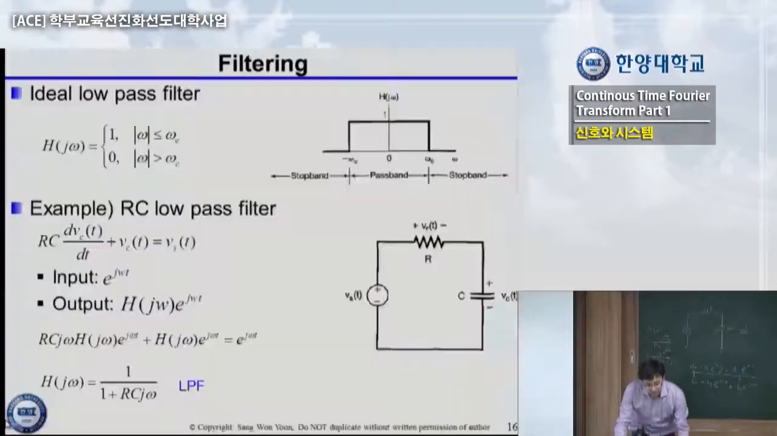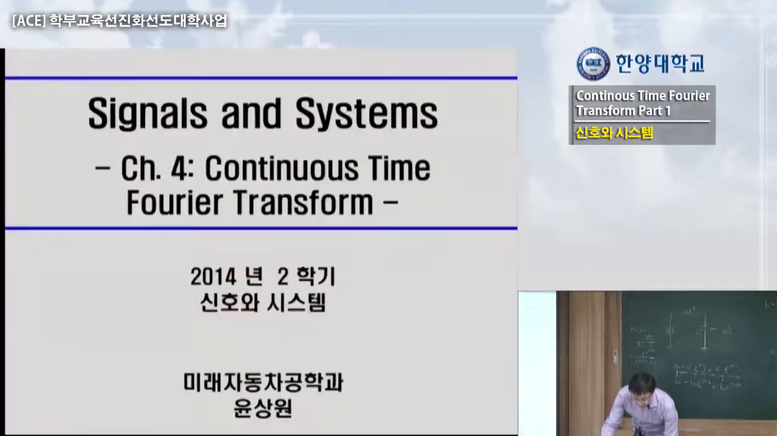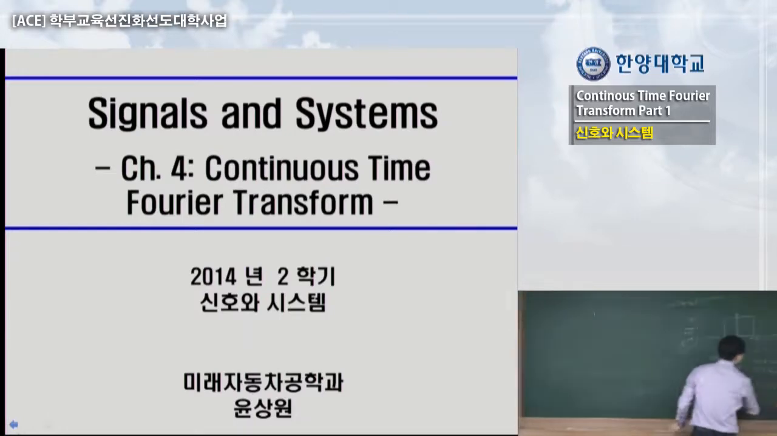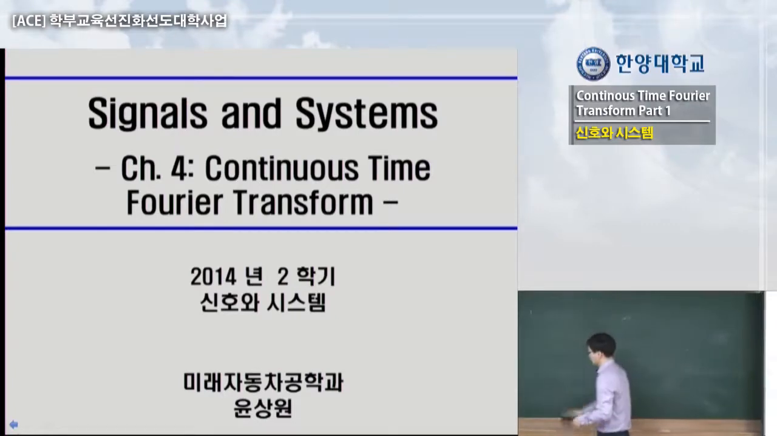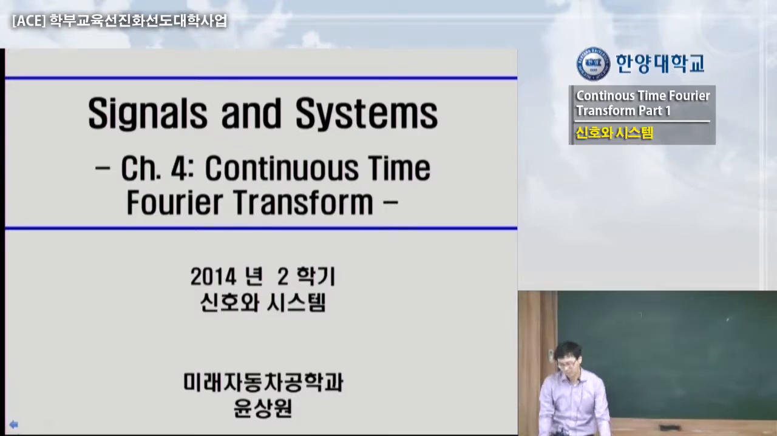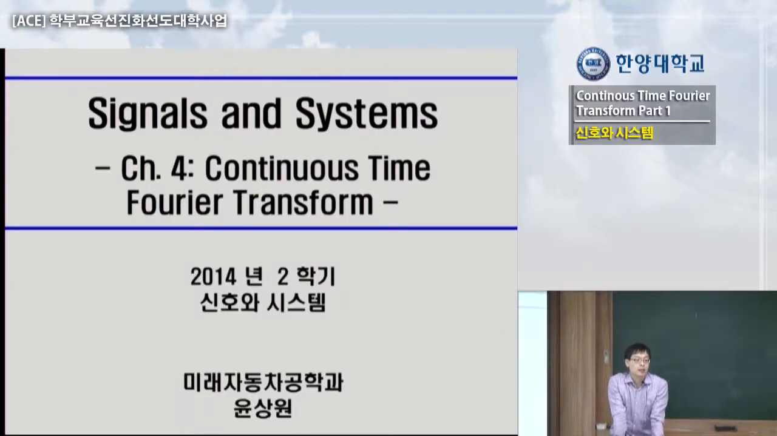All right. So let's go to the new slide, chapter 4, continuous time Fourier transform. So in chapter 4 and chapter 5, we will talk about Fourier transform. One is continuous time, the other one is discrete time.